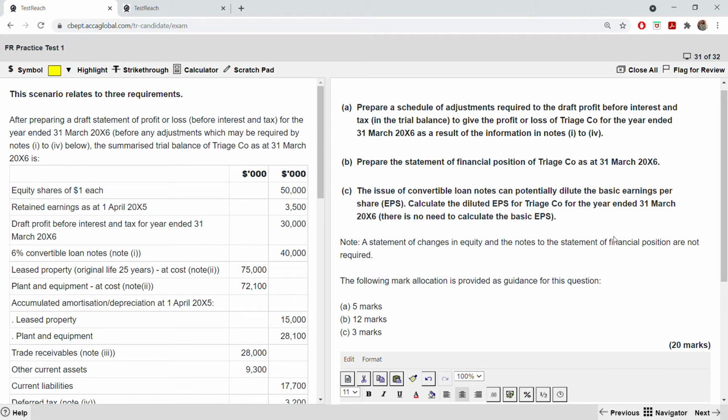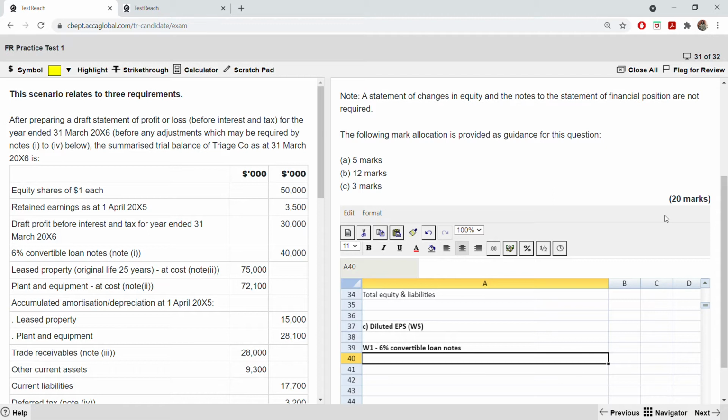Notes to the statement of financial position are not required. So this is for your explanation purpose, for you to understand why I'm doing the working. Before I start, you should understand why such working is required, and why we are calculating this in the first place. What is this 6% convertible loan note? It's a compound financial instrument, having debt and equity in it. The debt component and equity component must both be quantified and accounted for separately. That's why you need to calculate it first.